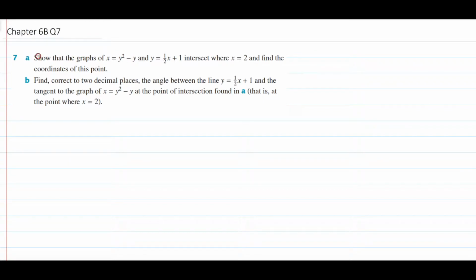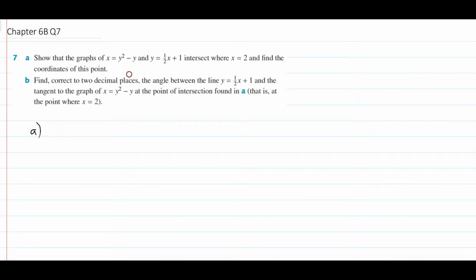Question 7, part A and part B, there's two parts. Part A says, show that the graphs of x equals y squared minus y, whatever this graph is, we're not supposed to sketch it, so don't worry, and y equals half x plus 1, we know what this is, that's just a straight linear line, intersect where x equals 2, and find the coordinates of this point. So we need to show that these two graphs intersect at x equals 2, and then just find the coordinates of the intersection, so the y coordinate as well, okay? And then part B, we'll answer that soon. Let's do part A first.